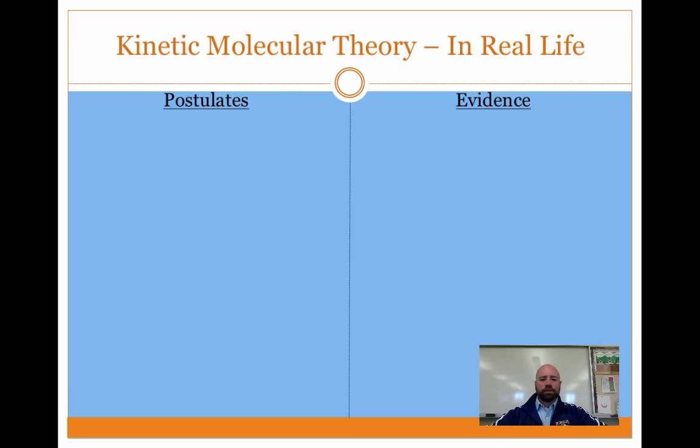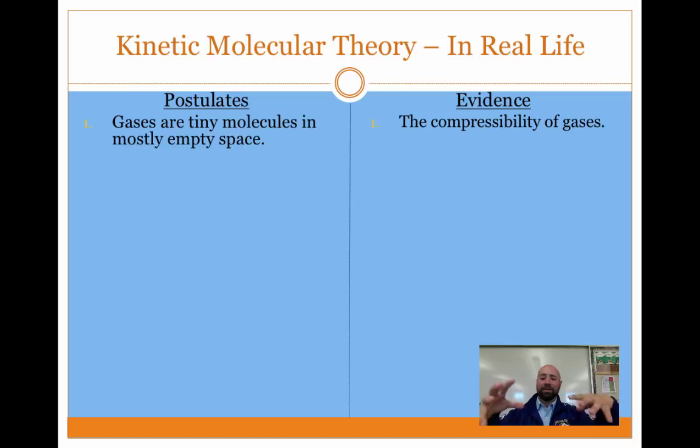How do we see all this in real life? Well, our postulates, or our ideas, are actually pretty easy. So our gases are tiny molecules in mostly empty space, right? That's evidenced in compressibility. If I've got a lot of space in between my gas particles, I can kind of shrink it down and push them together, right? There's going to be now less space in between them, and they're not going to take up as much volume compared to what they were when they were expanded.